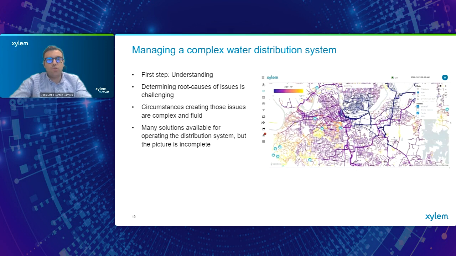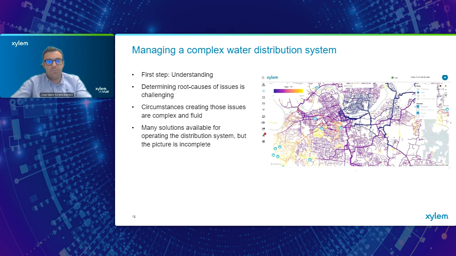So when it comes to managing these complex systems, the first step could be understanding. So it is having a full picture, as we said before, of what's going on in our network. This will serve as a foundation to clarify, which I consider very often one of the most challenging aspects of solving the water distribution issues, which is determining the main driver or drivers that are creating the issue itself.